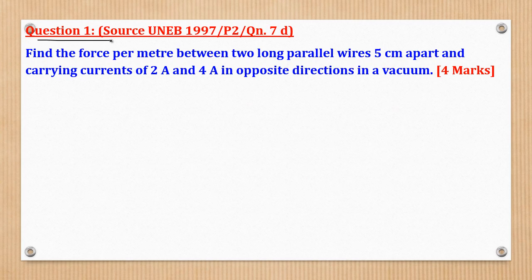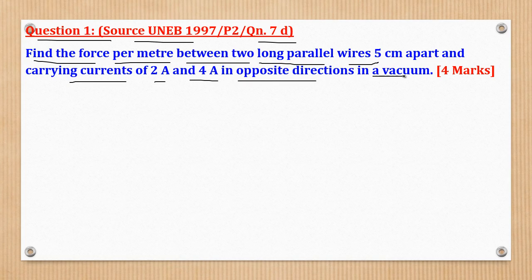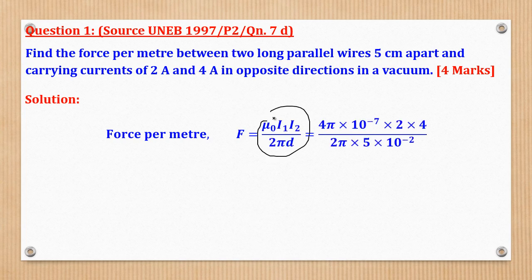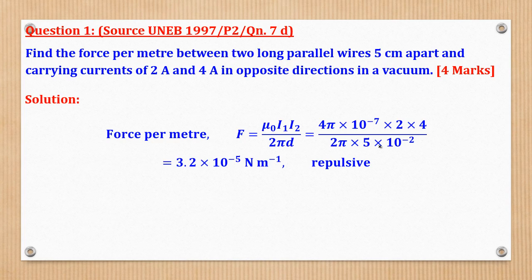So with that, we shall go through these questions. Question 1 came from UNEB 1997, paper 2, question 7D, and it says, find the force per meter between two long parallel wires 5 centimeters apart and carrying currents of 2 ampere and 4 ampere in opposite directions in a vacuum. So force per meter is given by this formula, we already know it. Substitute the constant, I1, I2, 2 pi d. So d should be in meters as a unit. And that will be the force per meter. Remember, force is a vector quantity, so you need to specify whether it is repulsive or attractive. Because they said opposite directions, it has to be repulsive.